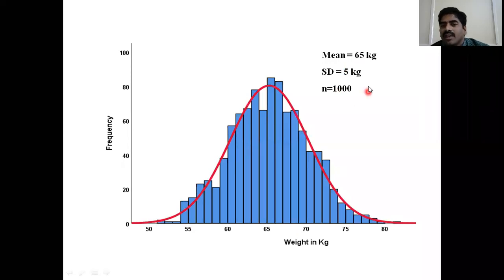What is the variable here? Weight is the variable. We have taken total 1000 samples and made class intervals and frequency, made a graph, and it follows the normal distribution.